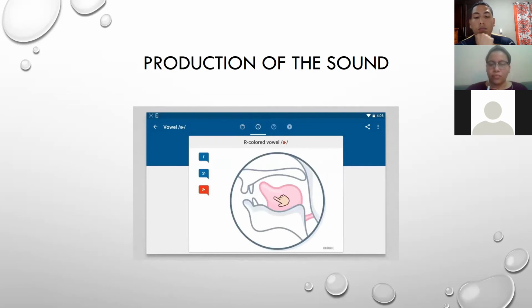Raise the front of your tongue toward the alveolar ridge behind your upper front teeth, but don't touch it. Next, curl back the tip of your tongue. Now slightly lower the center of your tongue and raise its back. Note that your tongue should be relaxed. Remember, the tip of your tongue should be curled back and it should never touch the alveolar ridge.